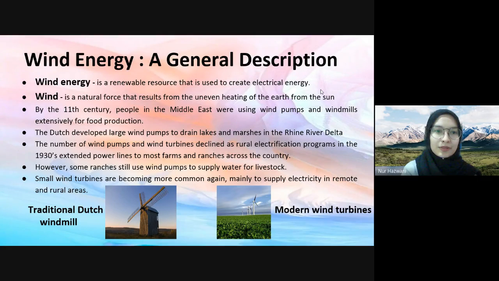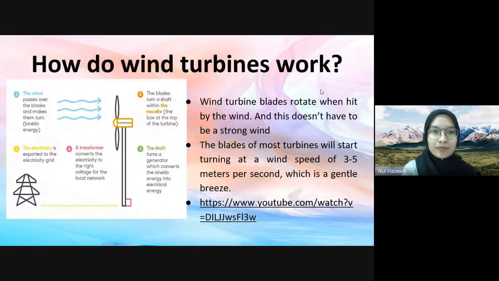However, some ranches still use wind pumps to supply water for livestock. Small wind turbines are becoming more common again, mainly to supply electricity in remote and rural areas. So there are pictures of a traditional Dutch windmill and a modern wind turbine. Next, how do wind turbines work?